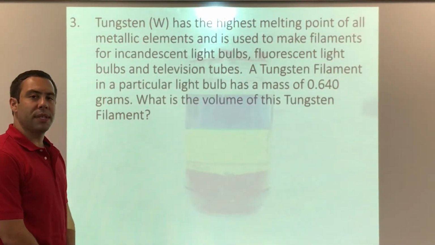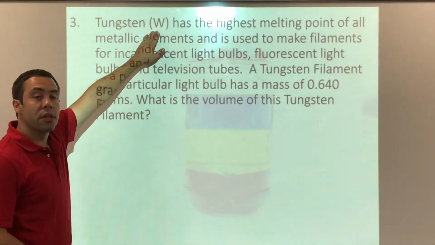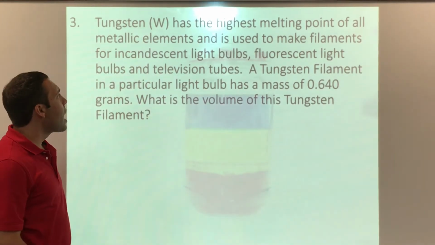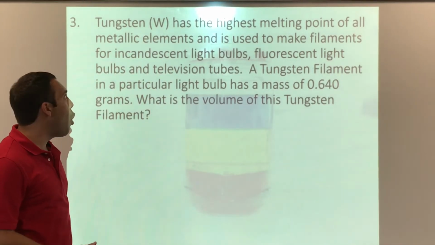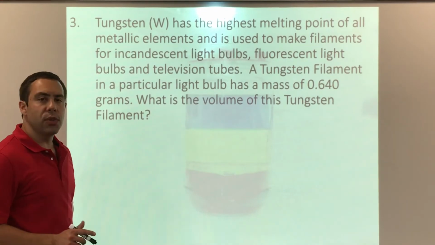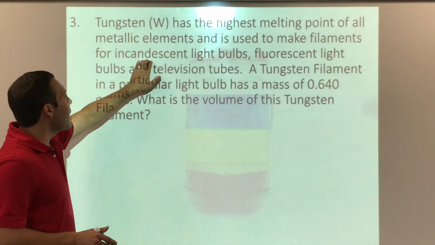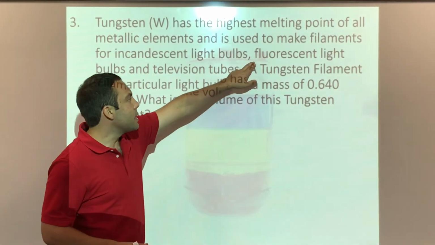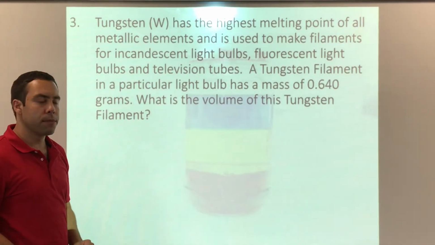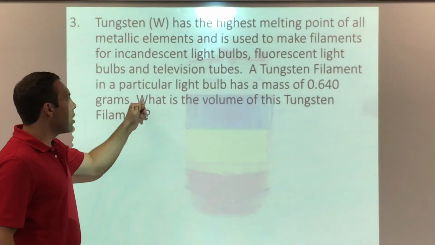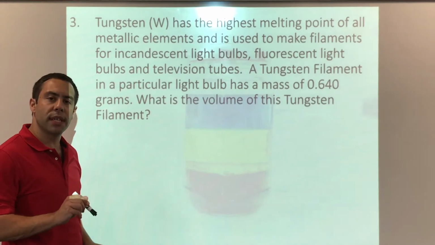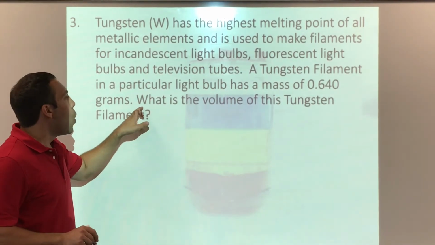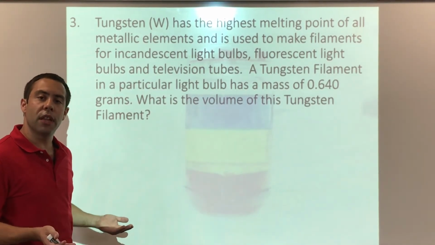Practice problem number 3 states, tungsten, W, element 74, has the highest melting point of all metallic elements and is used to make filaments for incandescent light bulbs, fluorescent light bulbs, and television tubes. A tungsten filament in a particular light bulb has a mass of 0.640 grams. What is the volume of this tungsten filament?